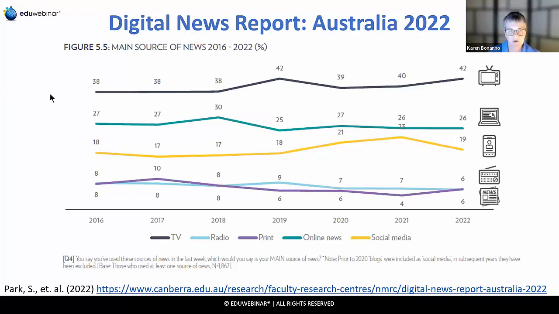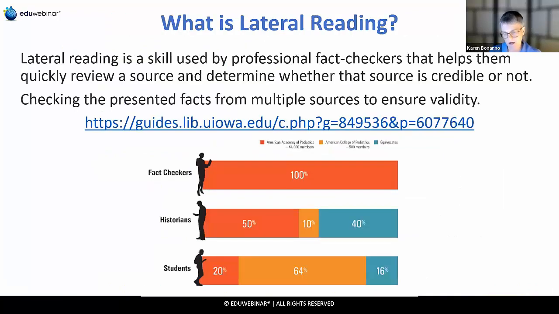The thing about lateral reading is that it's a different approach to the way we would probably normally get our students to engage with information. The original concept of lateral reading comes from Michael Caulfield, who is from Stanford University. His work comes out of a study that they did using people from different professional backgrounds and also their students.